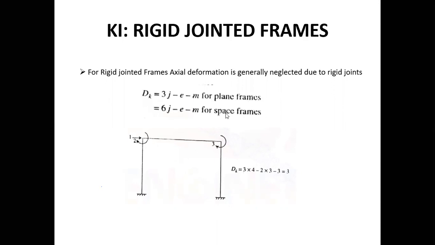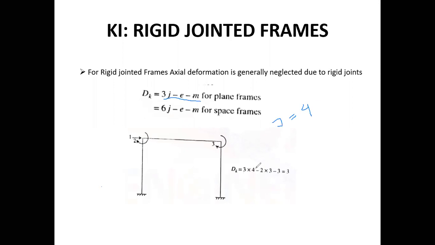That is 3, 3. Now the number of joints are 1, 2, 3, 4. So let me write down. Number of joints, first of all, in this case are 4. This is the first joint, this is the second joint, this is the third joint, and this is the fourth joint. Number of reactions are 3 over here and 3 over here. So the equation becomes like this. This is a case of a plane frame. Equation is 3j minus e minus m.